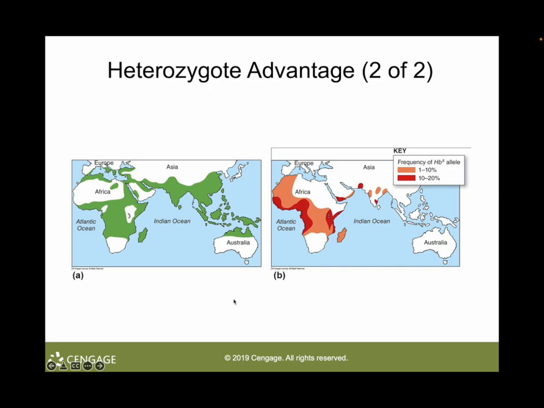In parts of Africa and the Middle East and Southern Asia where Falciparum malaria is present, heterozygous individuals survive in greater numbers than the homozygotes. So the mutant allele is maintained at a high frequency in the population, even though the homozygous recessive condition is almost always lethal.